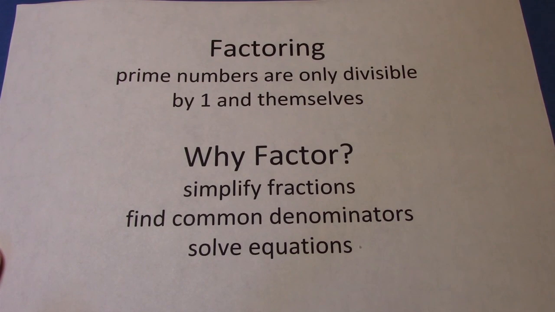So when we do factoring, we've already mentioned that 1 and itself are always factors of the numbers. But prime numbers are numbers that only have 1 and themselves as their factors. So things like 7, that's only 1 times 7, or 13, 1 times 13. Those are prime numbers. And again, why do we factor? It'll help us simplify fractions, it'll help us find common denominators, and solve equations. It's a great tool.